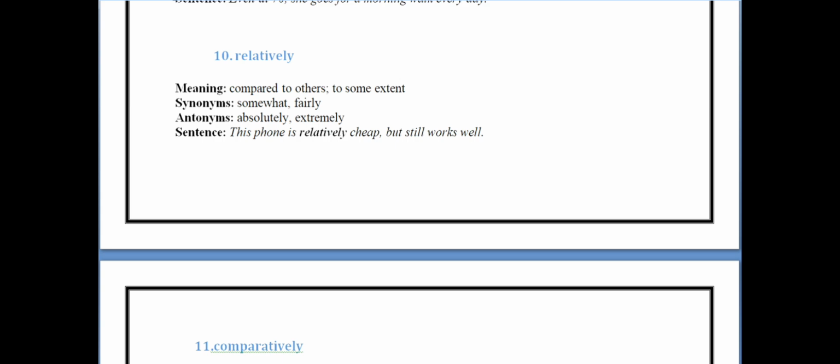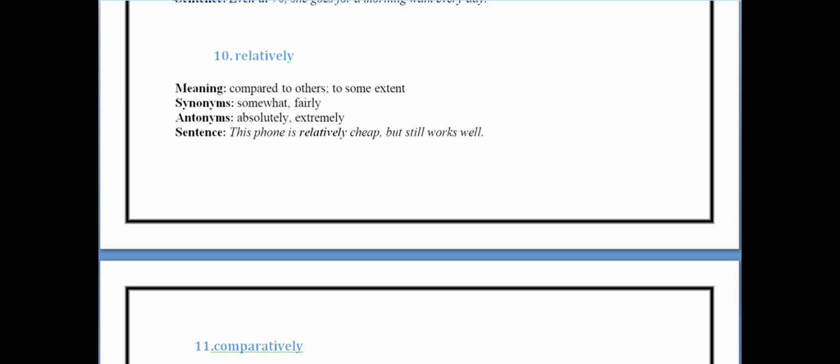Synonyms are somewhat or fairly. Antonyms are absolutely or extremely. Absolutely is completely. Extremely is to the far end. Fairly is limited. Somewhat is limited. The sentence is the phone is relatively cheap but still works well. Comparative to others, this phone is cheaper but it still works well.